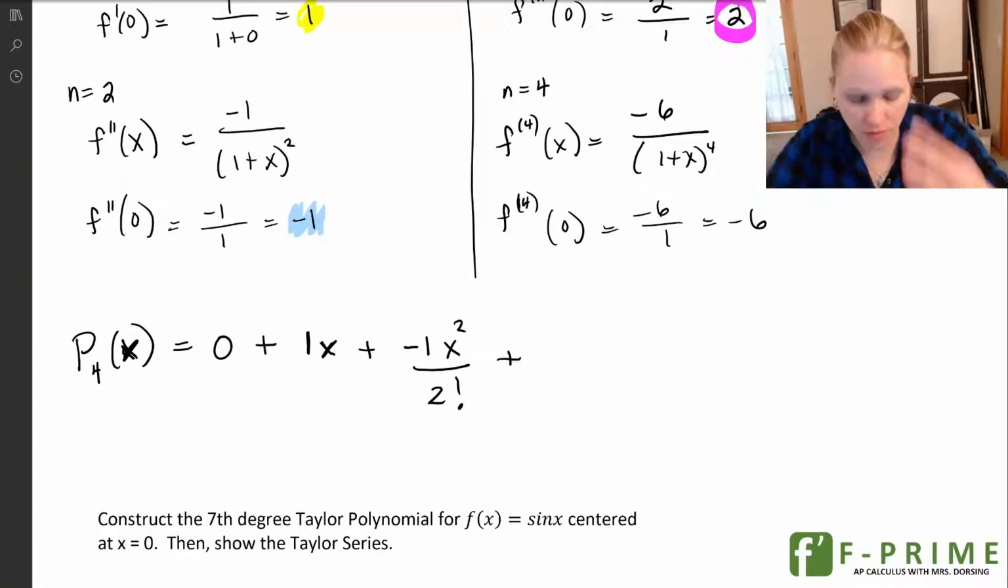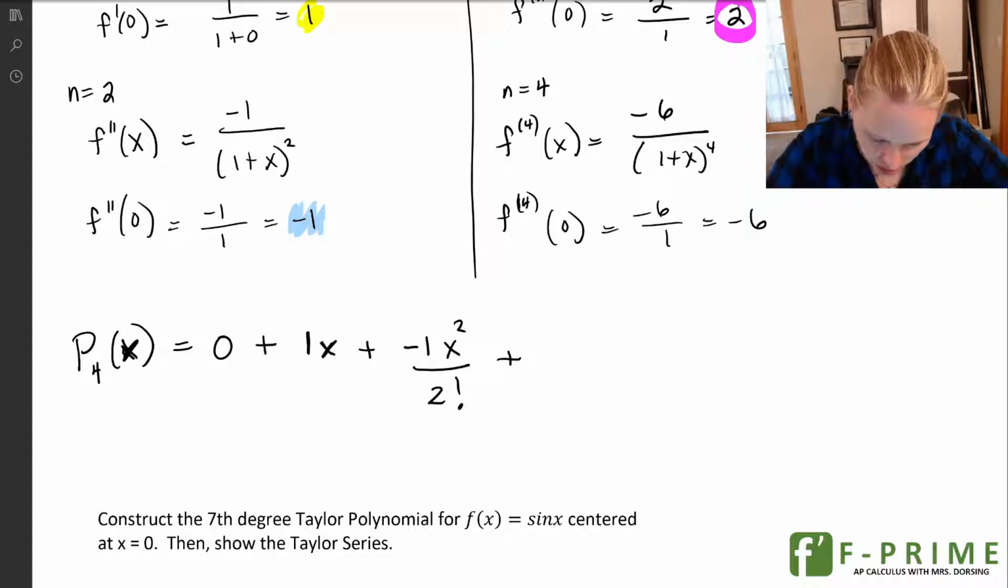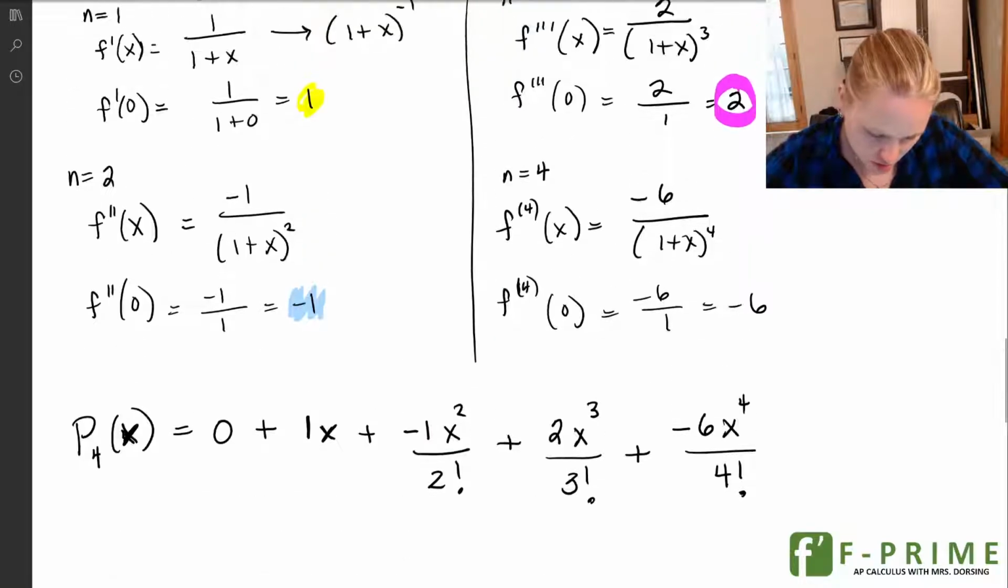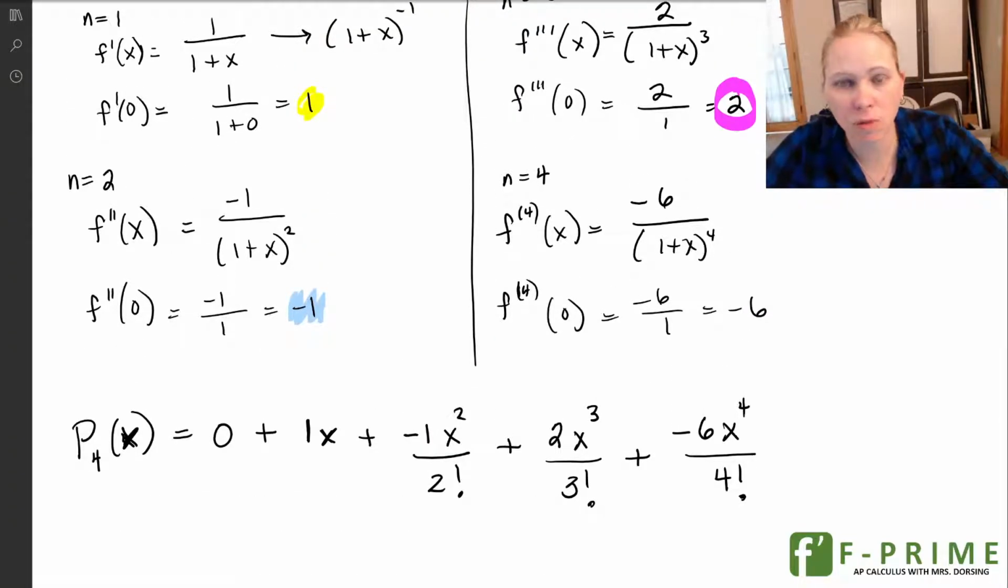Then I'm going to do the third derivative. So this is the term where n is 3. So I'm going to have 2, that was my third derivative that we found, x cubed over 3 factorial. Lastly, I'm going to do my fourth term. I'm going to have negative 6 x to the 4th and then a 4 factorial. So what I've just done is I've constructed these terms for the 4th degree polynomial, and that just means that the highest exponent is a 4. We just go up to where n is 4. We're always kind of starting where n is 0. That means it's f of 0. We haven't done any derivatives yet.